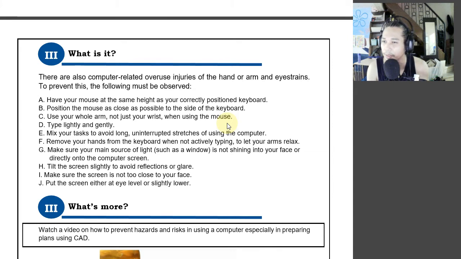Okay. Letter D: type lightly and gently. Mag-type raw ng magaan. Hindi yung parang galit na galit ka sa keyboard. So, it will prevent you from finger injuries, no? Okay.